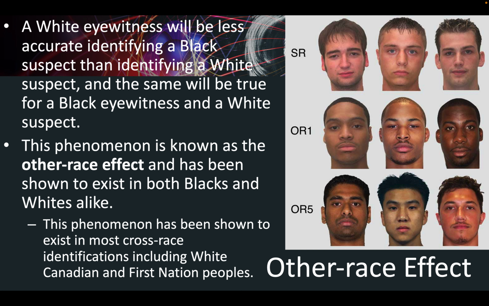A white eyewitness will be less accurate identifying a black suspect than identifying a white suspect, and the same will be true for a black eyewitness and a white suspect. This phenomenon is known as the other race effect and has been shown to exist in both blacks and whites alike. This phenomenon has been shown to exist in most cross-race identifications, including white Canadian and First Nation people.